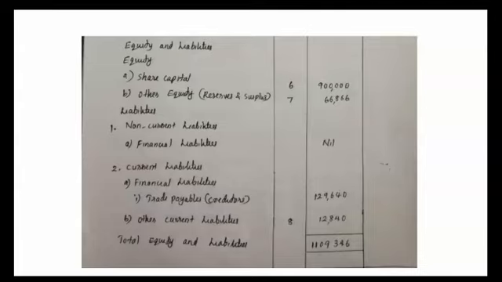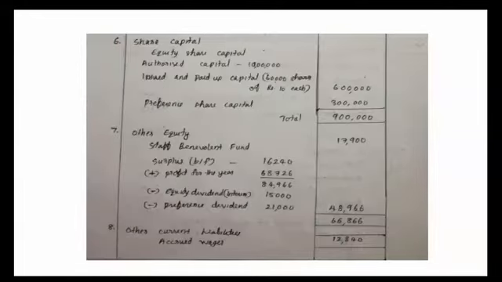The next head is other equity, which means reserves and surplus, note number 7. There is a reserve fund, that means staff benevolent fund. The value equals 17,900. The next surplus, that is balance brought forward, is 16,240. Then profit for the current year 68,726.